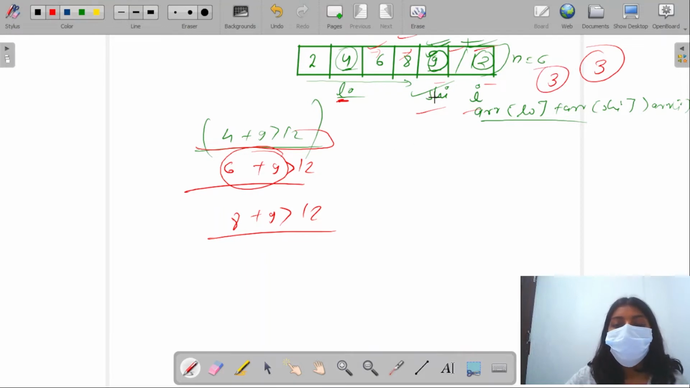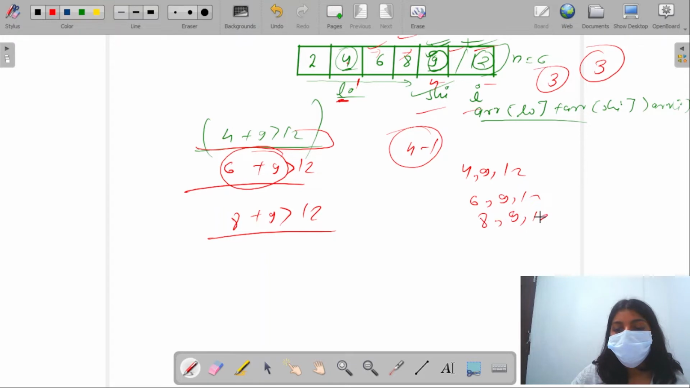That is, high here is what? 4. And this is what? 1. 4 minus 1 is what? 3. Because I found three combinations, that is 4, 9 and 12, 6, 9 and 12, and 8, 9 and 12, by keeping these two sides constant and just moving my low side, just changing my lowest side, right? Now I found these three triangles for the two sides by keeping these two sides constant.